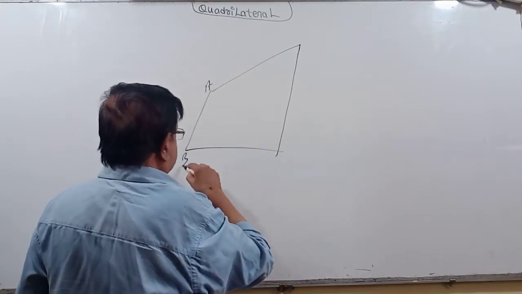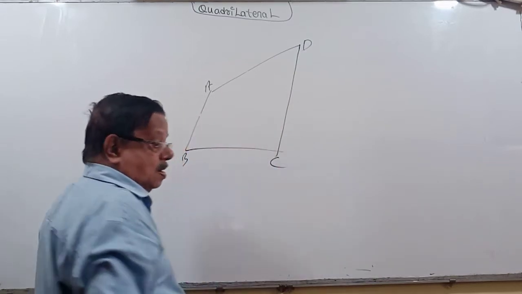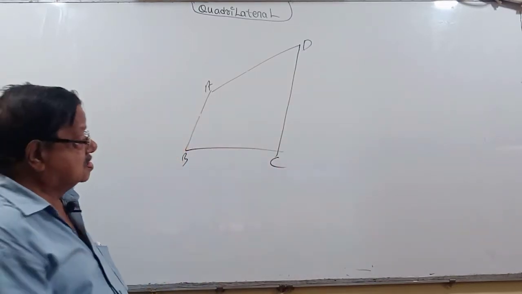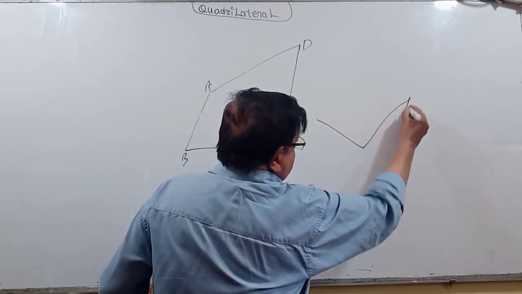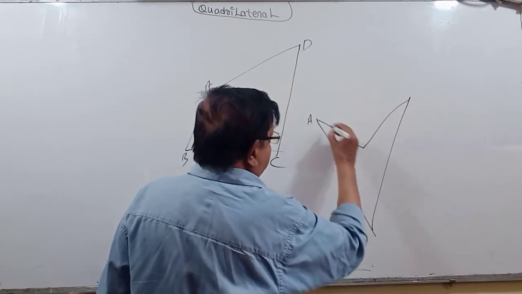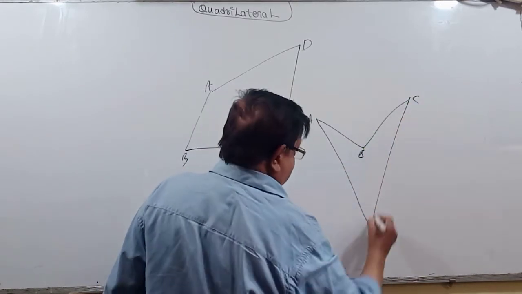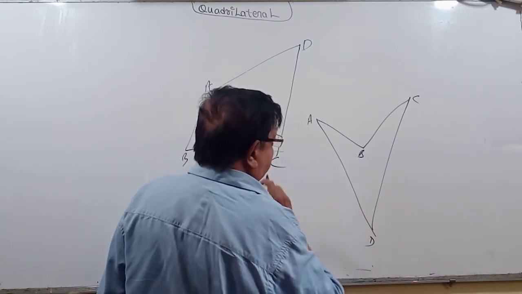ABCD is a quadrilateral, a four-sided figure. But a four-sided figure cannot be like this. This is not possible. This is not a quadrilateral. It is four-sided, but it should be a convex set.